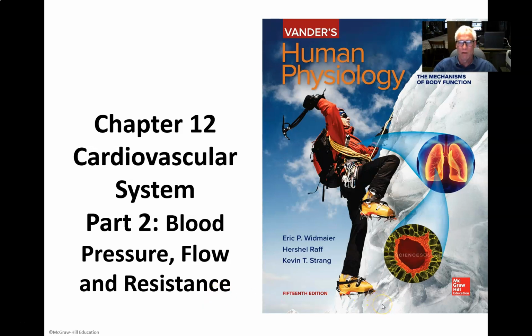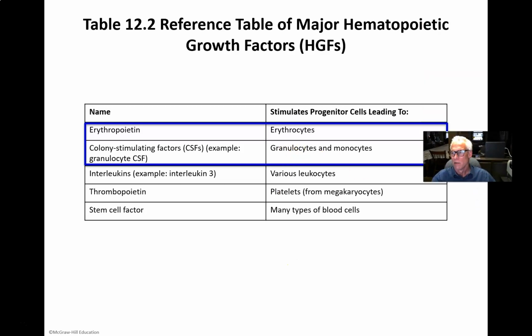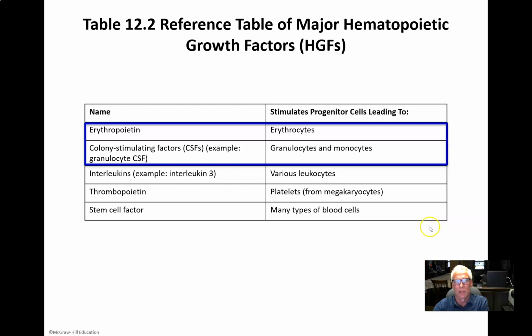In this second part of our discussion of the cardiovascular system, chapter 12 in our human physiology textbook, we're going to talk about blood pressure, flow, and resistance. Now last time you may remember we were talking about the white blood cells and platelets. We had previously mentioned a lot about the red blood cells, and this slide probably fits better with that section.